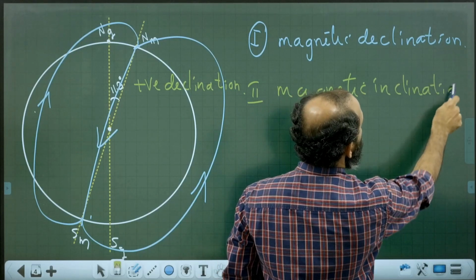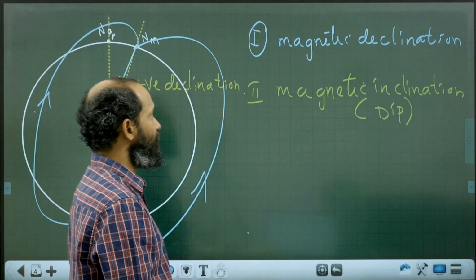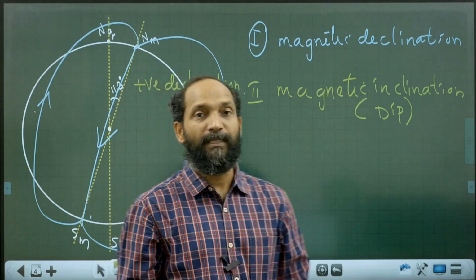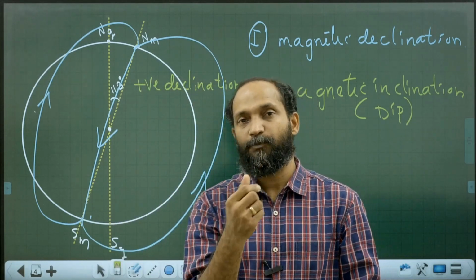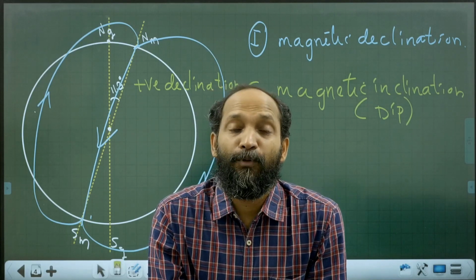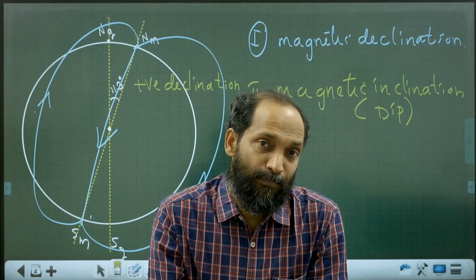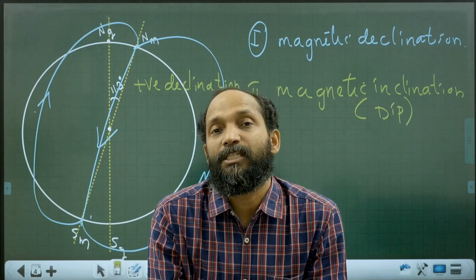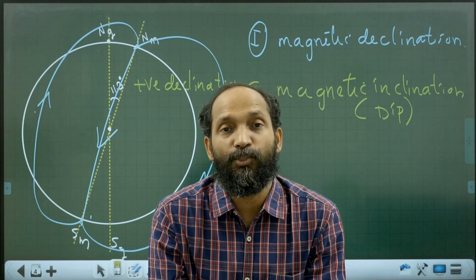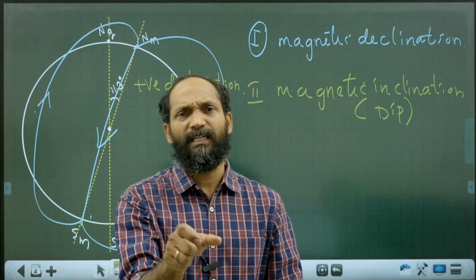Magnetic inclination is also called magnetic dip. As the name tells, when a uniform bar magnet is suspended about its center of gravity, depending upon the location of the place where you are suspending it, it won't be horizontal. It is perfectly horizontal exactly at the magnetic equator.